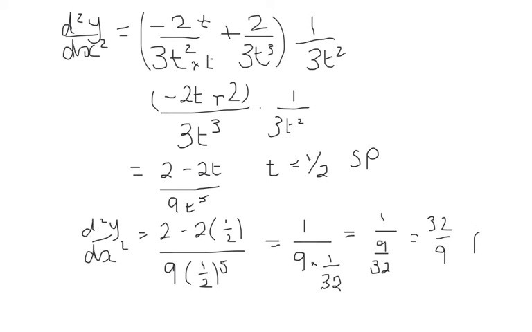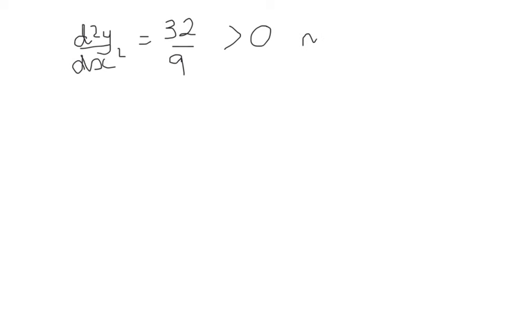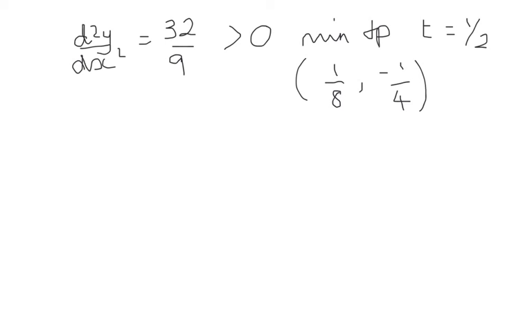This is positive. So the second derivative equals 32 over 9, greater than 0, therefore it's a minimum turning point at t equals a half, and our coordinate is 1/8, negative a quarter. So that's how we do the second derivative of parametric equations to find the nature of turning points.